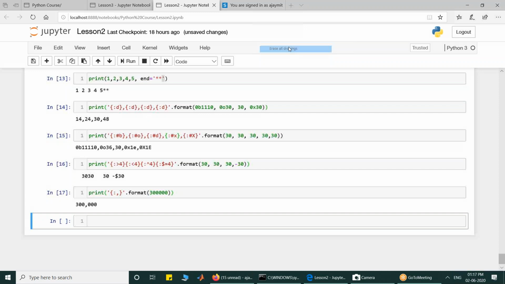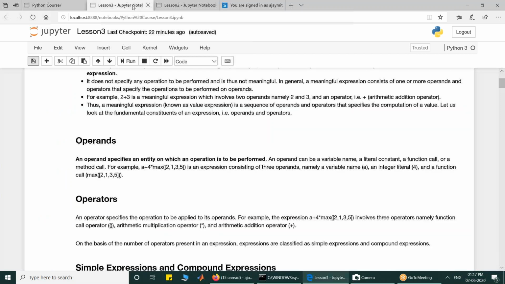If there is any query regarding it, I would be happy to answer. Otherwise, we can move on to our next topic that we have scheduled for this session, and that is regarding operators and expressions.